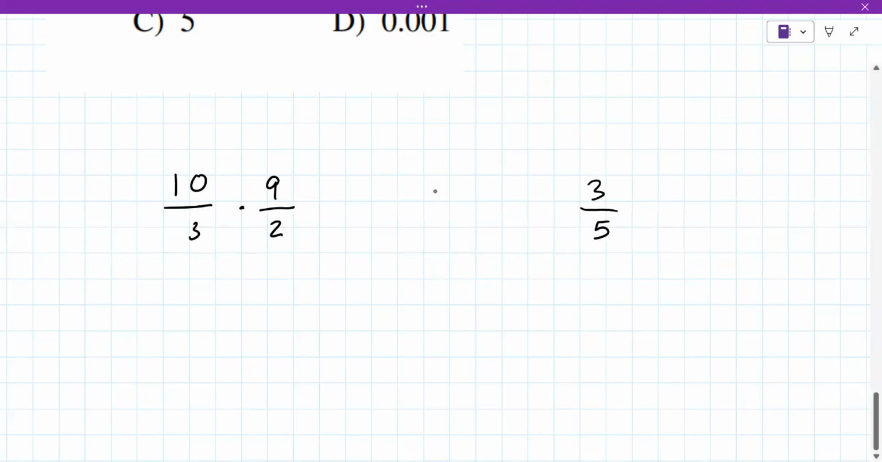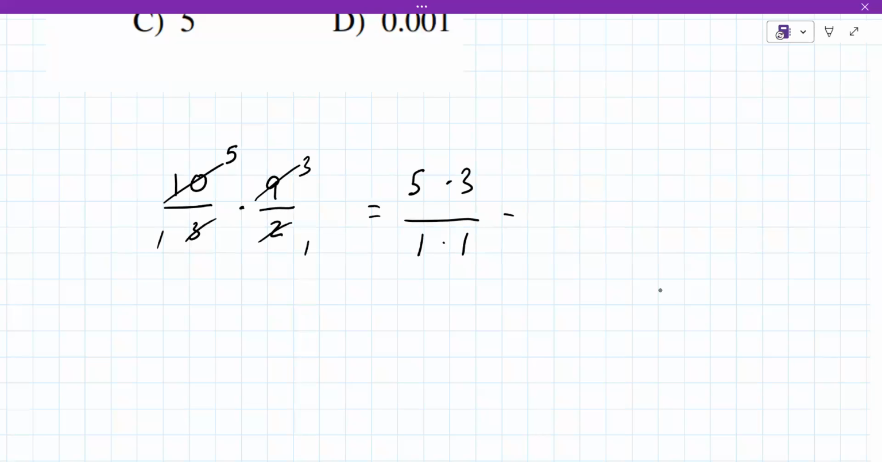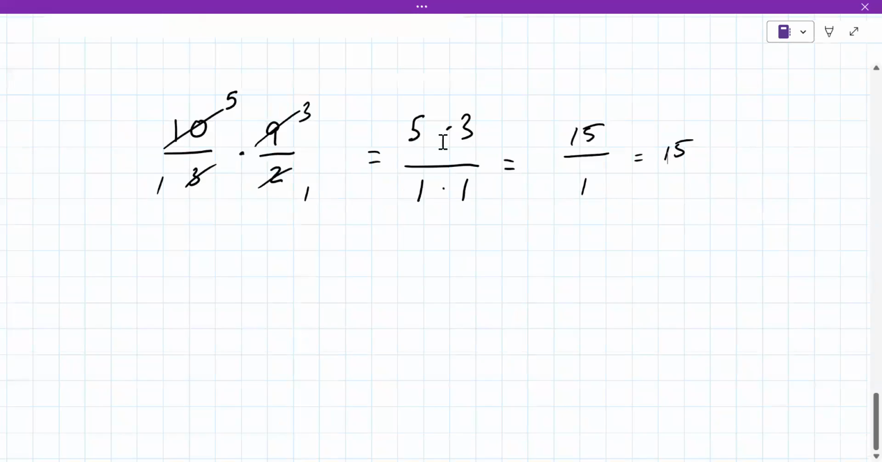Yeah. Okay. 9 goes into 3, like you said, 3 times. There's a 3 there and a 1 there. So I agree with your 3 so far. 10 and 2, they're both divisible by 2. That's 5 and 1. So what numbers are left over on the top? 5 and 3, and 1 and 1. That's 5 times 3, 15 over 1. Yes. Okay. Interesting. Okay, let's try another one.